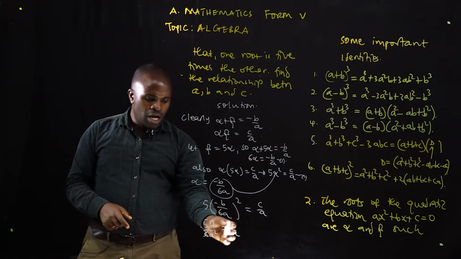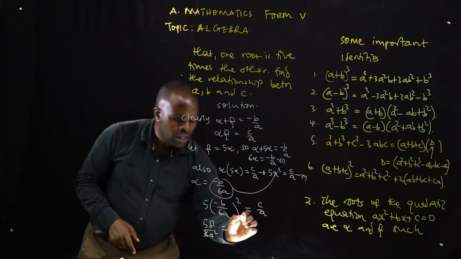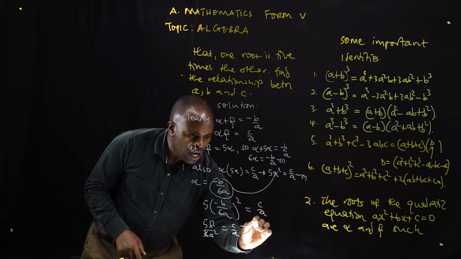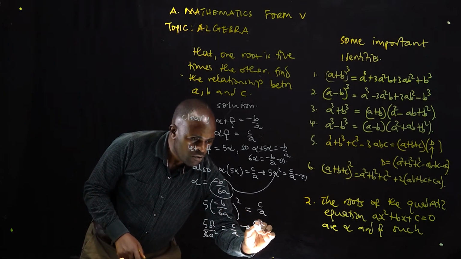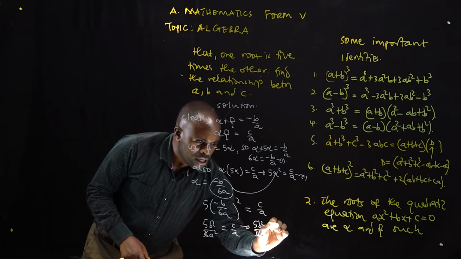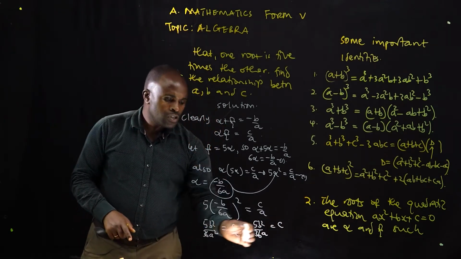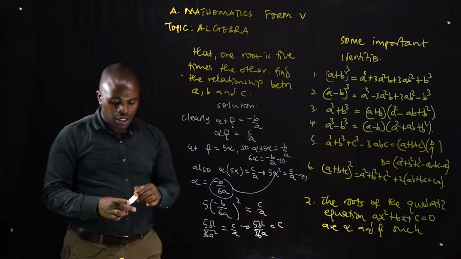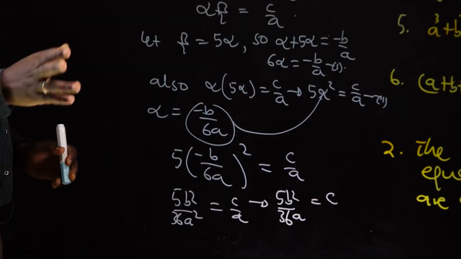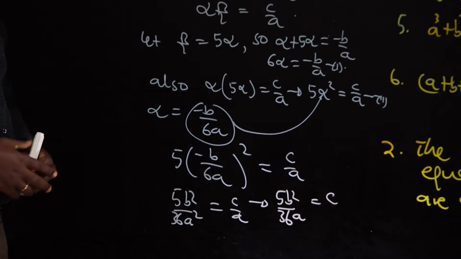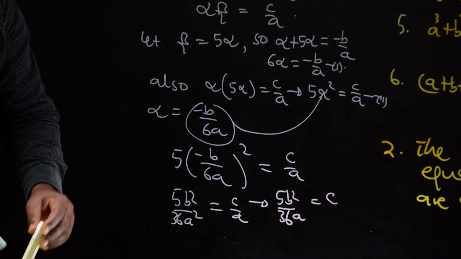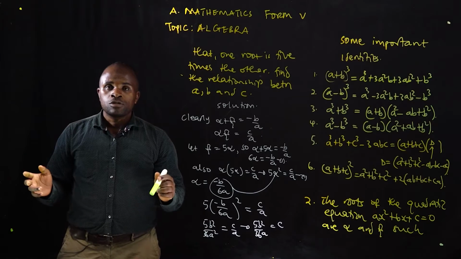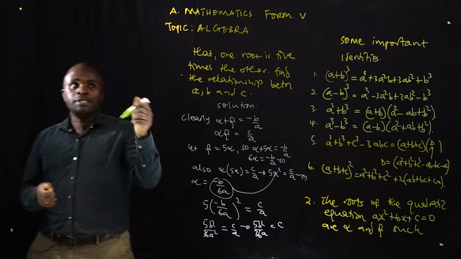You can cross multiply, reducing for a. We have 5b squared over 36a equals c. So this is a relationship. You can cross multiply to express it. You can see how interesting it is. The question is so tactical. Now let's check another example. So let's check example number 3.